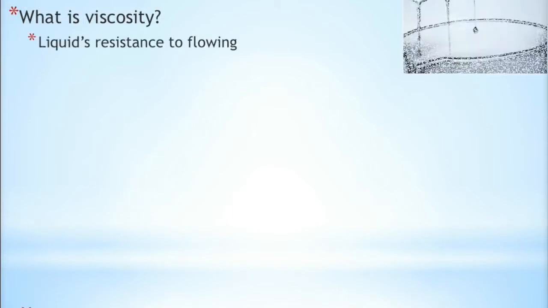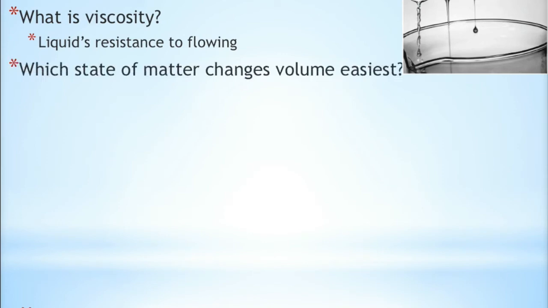We start with what is viscosity? It's a liquid's resistance to flowing. You can see here, this is a great picture that shows three differences. So you can see the first one here flows pretty easily, and then as you move to the right, things thicken up, and there is a definite resistance to flowing between the five of them. Which state of matter changes volume easiest? That's going to be gas. The volume can change very quickly.